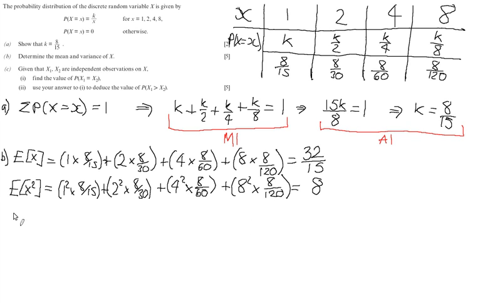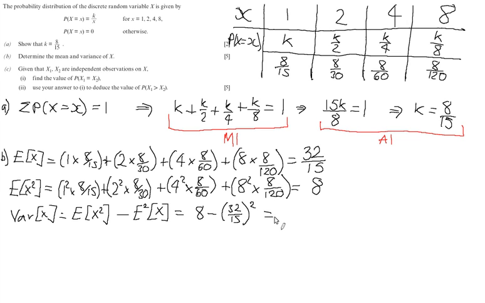Finally, I can calculate the variance. The variance of X is given as the expectation of X squared, take away the expectation of X, squared. So we get 8 minus 32 over 15 squared, which we can then work through on a calculator. This comes out to 776 over 225.